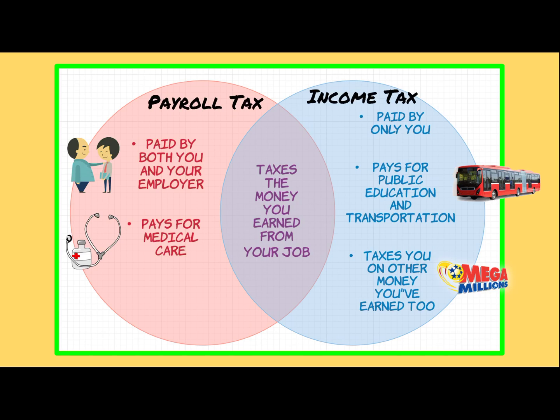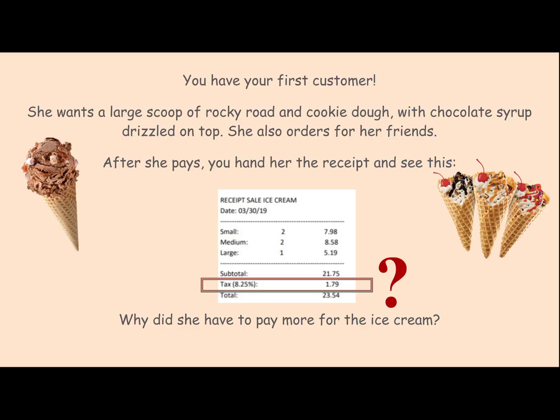Payroll tax is more specific to your Ben & Jerry's job and your Ben & Jerry's employer, but income tax takes into account everything, all the money that you've earned. So income tax pays for public education and transportation in general.